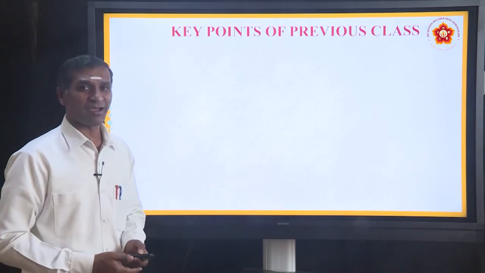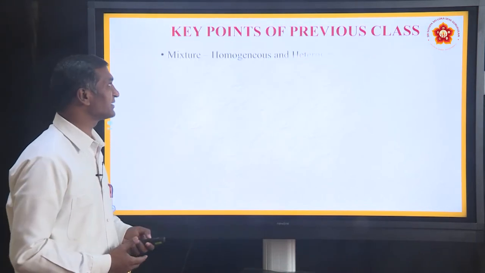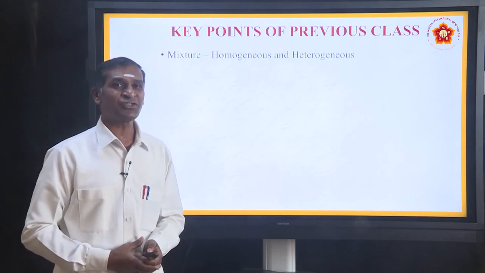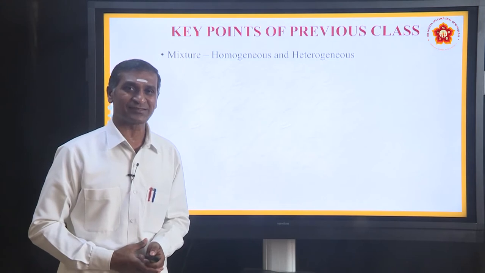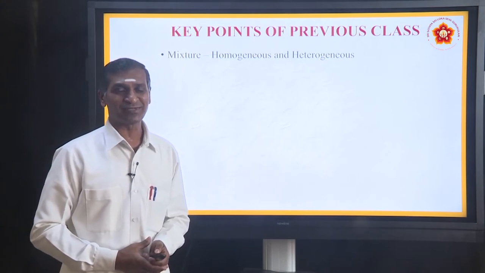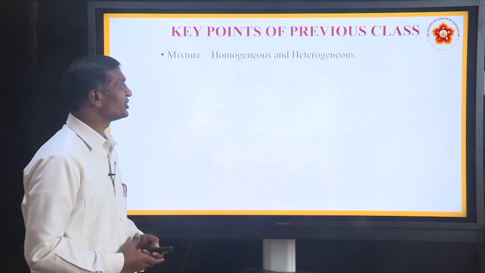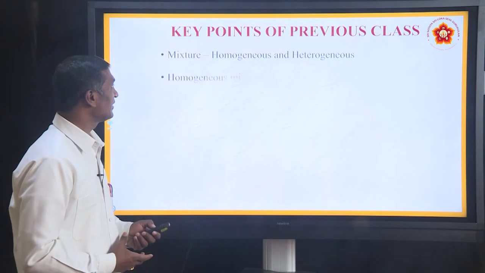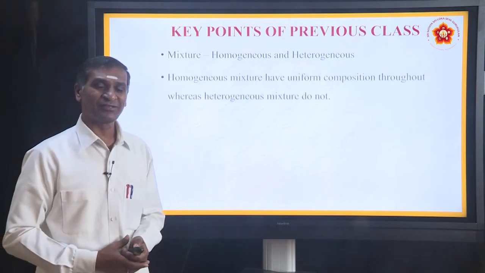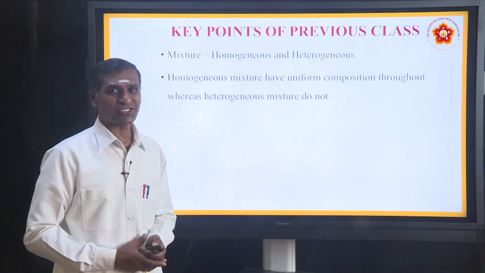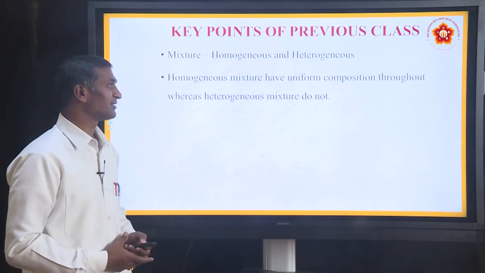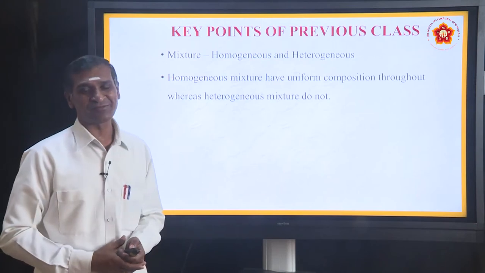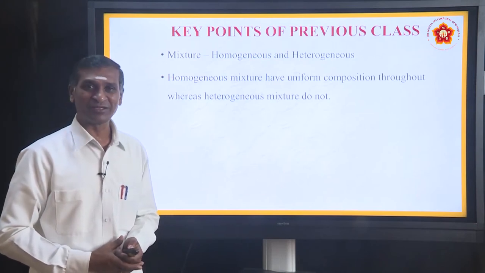In our previous class, we came to know that the mixture, which is a combination of two or more substances in any proportion, is of two types, homogeneous and heterogeneous mixture. The homogeneous mixture have uniform composition throughout, whereas the heterogeneous mixture do not have the uniform composition throughout.